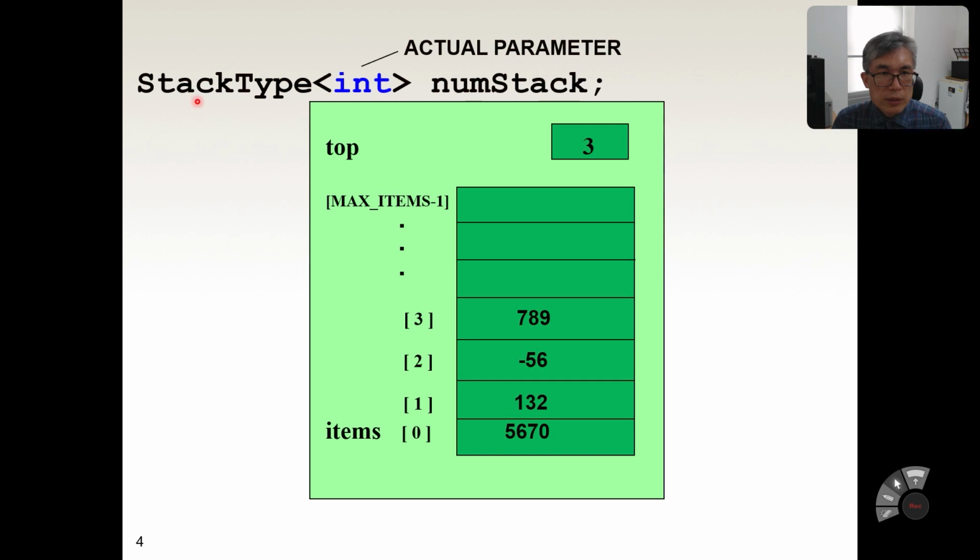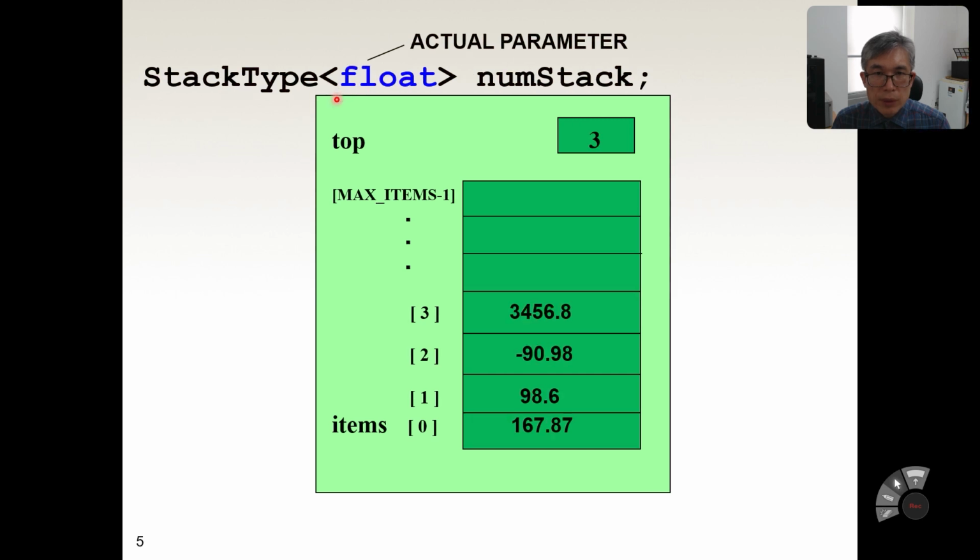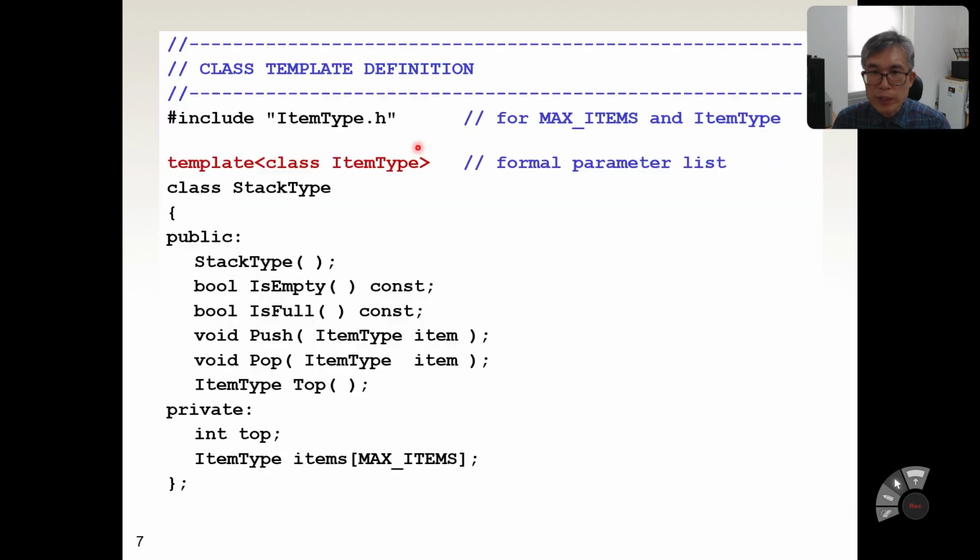Stack type. So the actual element is integer. So we have a stack array, this one. So this array, items, right? For the array's item type, we can decide during runtime. Similarly, float type we can define, and string type also. So this is a class template definition that includes the item type. Also we define the maximum number of items.